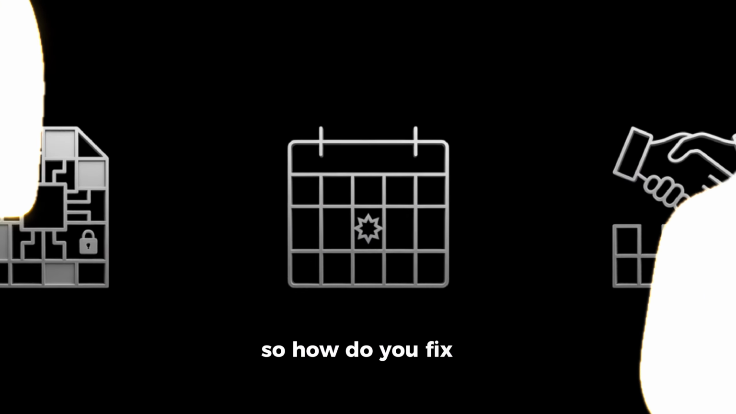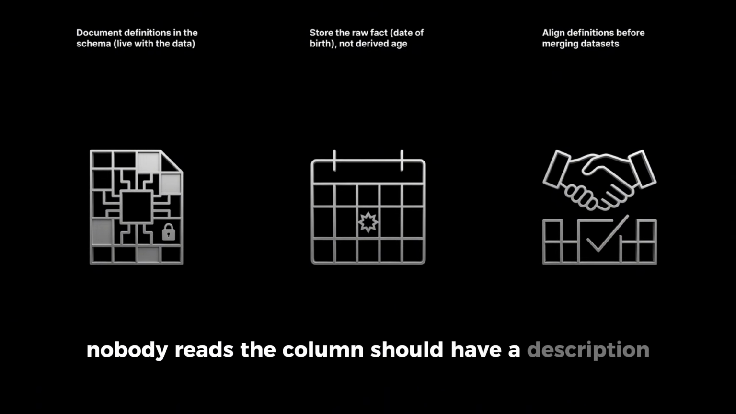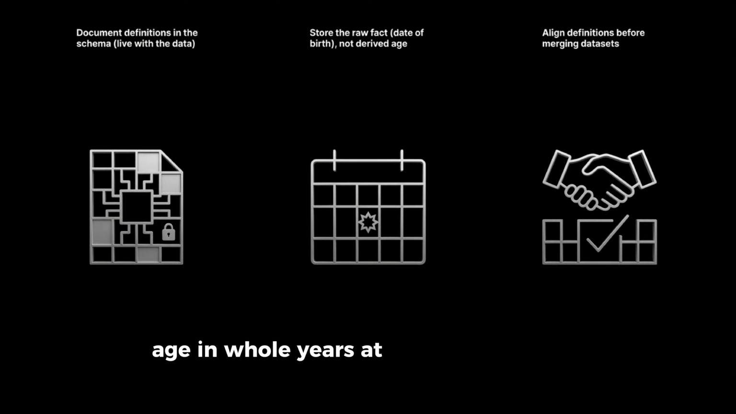So how do you fix it? The first step is documentation that lives with the data, not in a wiki nobody reads. The column should have a description, age in whole years at time of admission, not updated thereafter, not a comment in someone's notebook, a constraint in the schema itself, visible to every developer who touches that table.